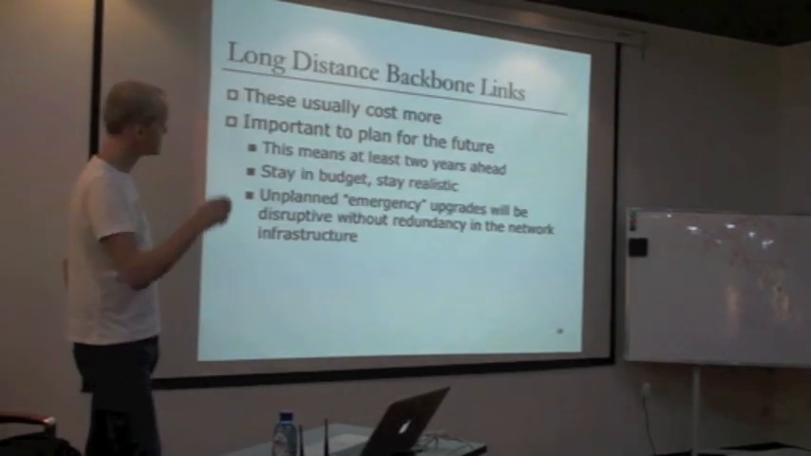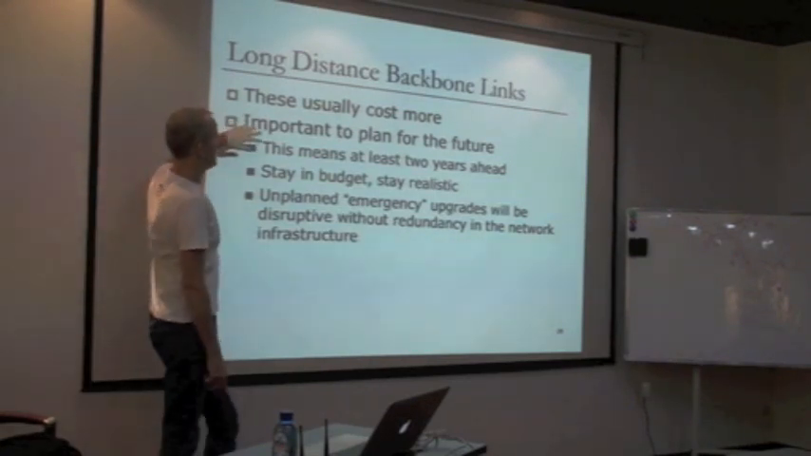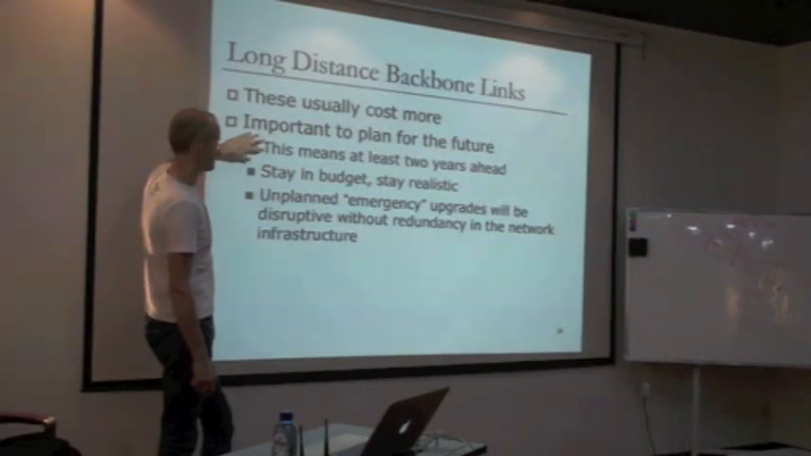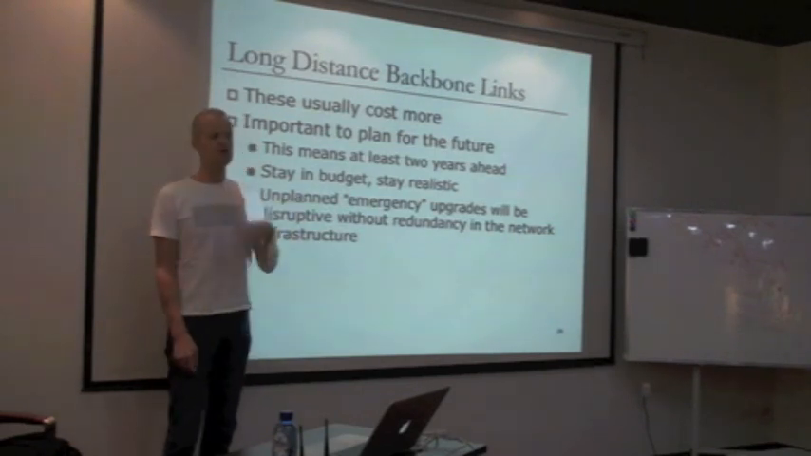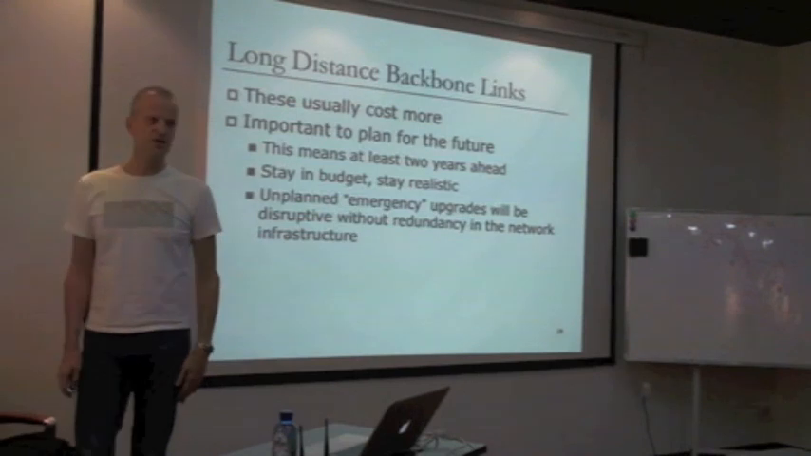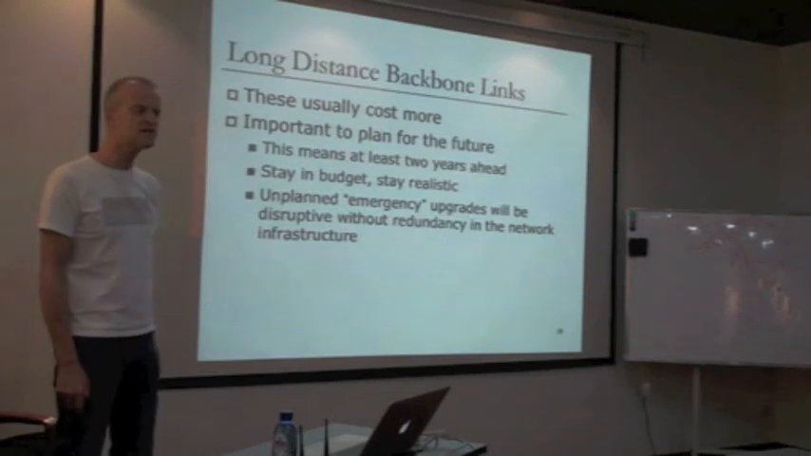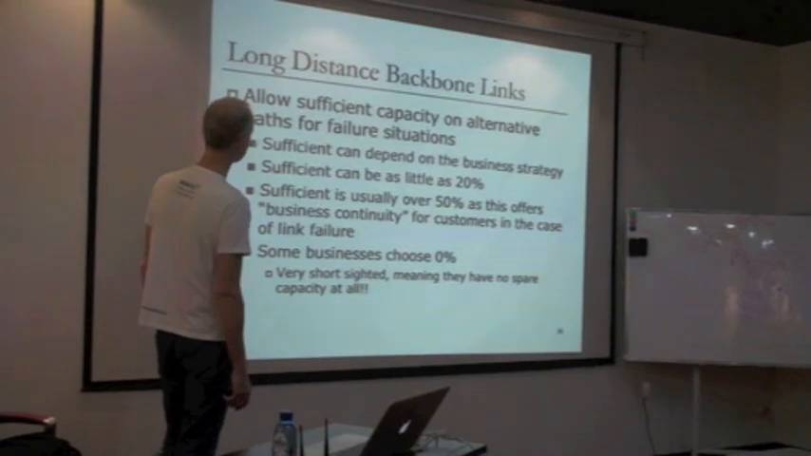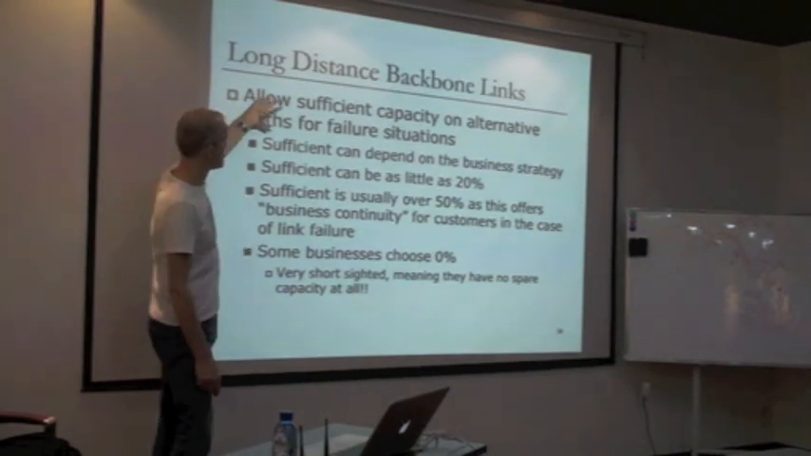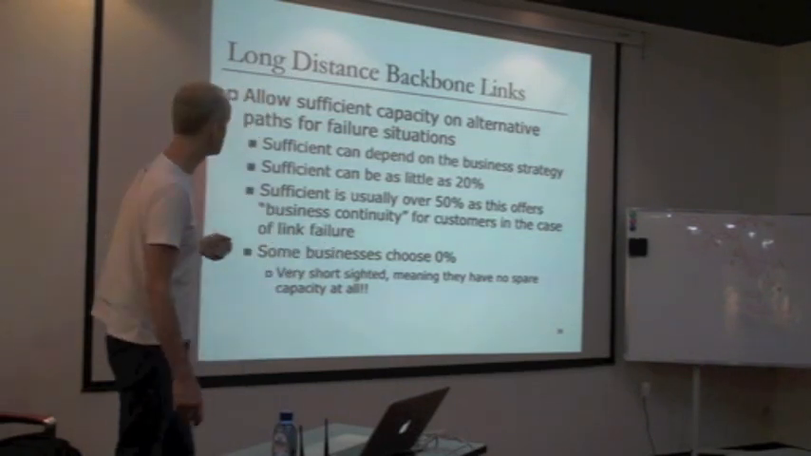Now, the long-range backbone links tend to cost more. It's important to plan for the future, and this means planning at least 2 years ahead. But you need to stay in budget, try and stay reasonably realistic, because trying to do emergency upgrades because you've run out of capacity can be hugely disruptive to the network. So for long distance, you need to be very ambitious. Try and plan as far ahead as you can. Allow sufficient capacity on alternative paths. Sufficient depends on business strategy.